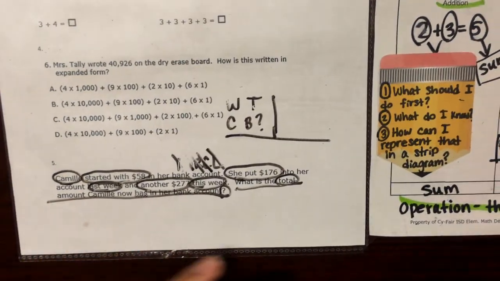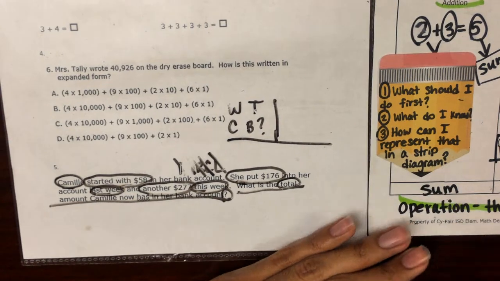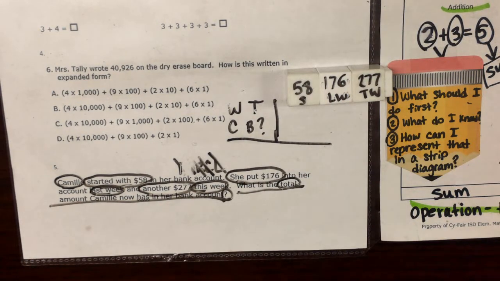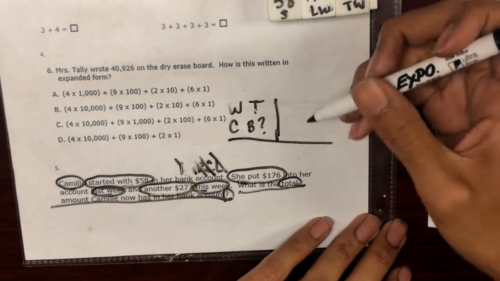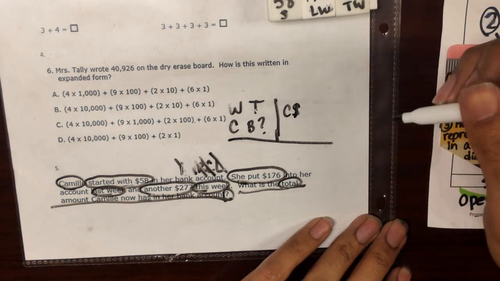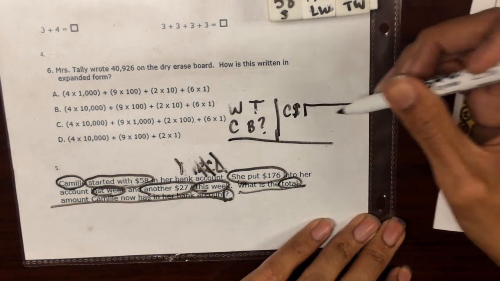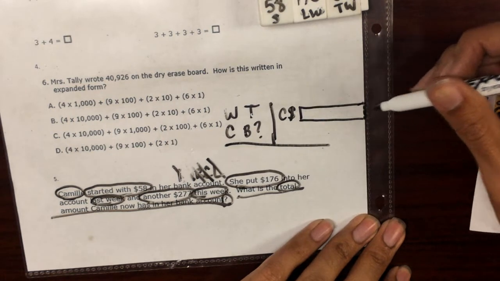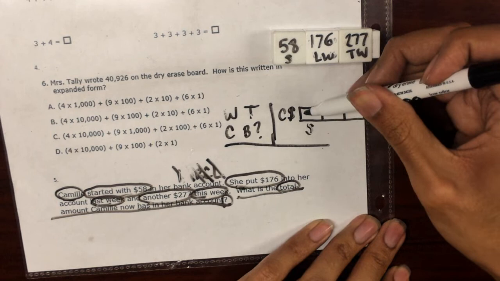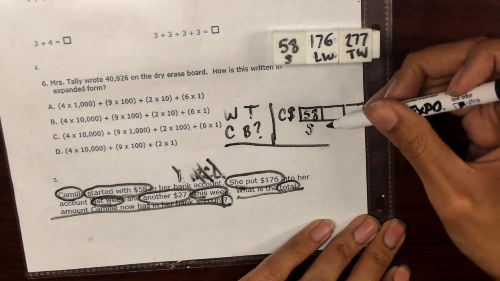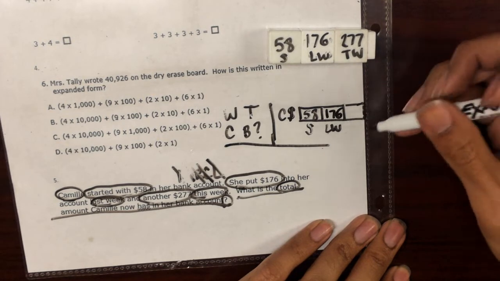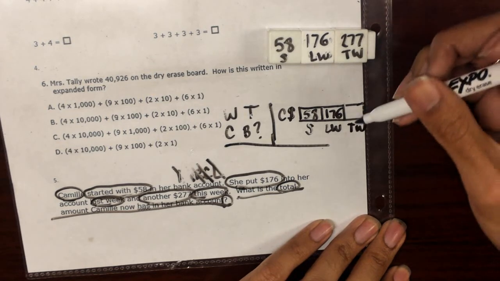What I'm going to do to represent that in a strip diagram is just to copy this exactly the way that I wrote it on my Unifix cubes. I'm going to write down that this question is about Camille and that she had money in her bank account. And when I draw my bar, I'm going to split it into 3 sections because she started with $58. Last week, I know that she put in $176. And this week, I know that she put in $277.